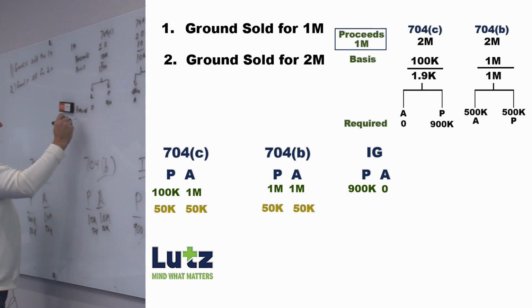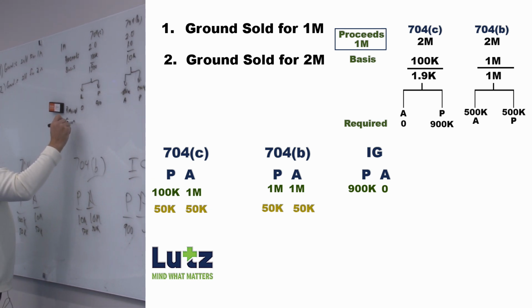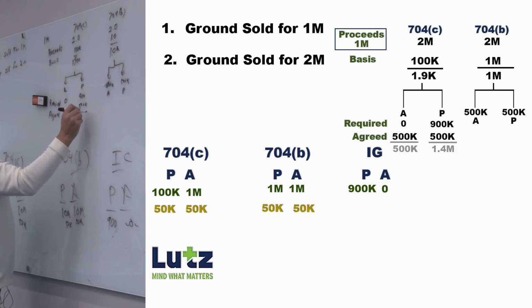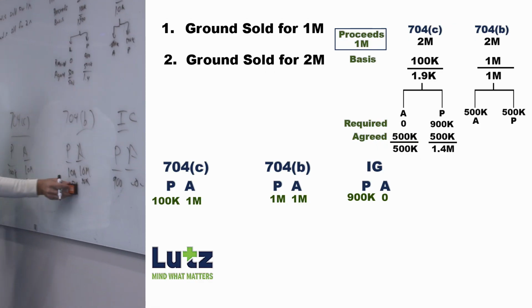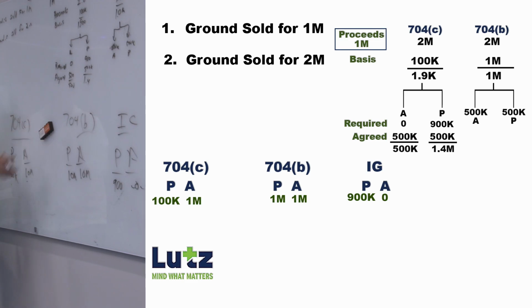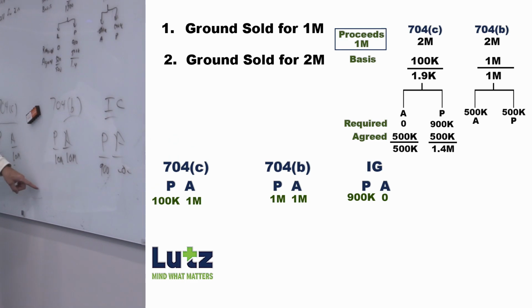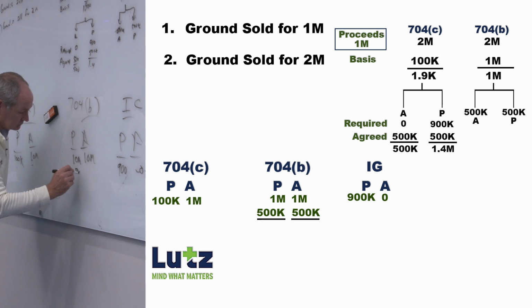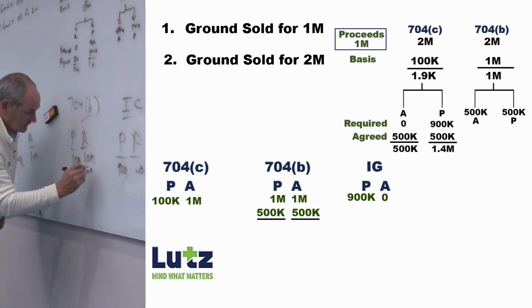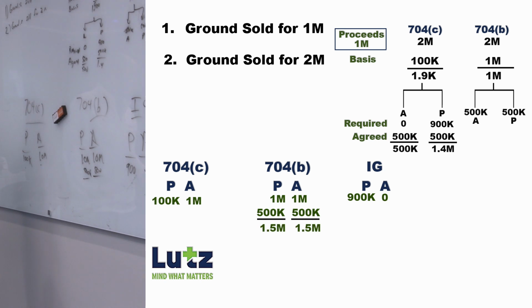Okay, so now we have agreed. What's our deal? Economic deal? 250. So how much does Aaron get? So 500. And 500. So 1.4 and 500, correct? So we're gonna come down here and turn this off for a second. How much 704B income was allocated? 500,000. What does that foot to? 1.5.